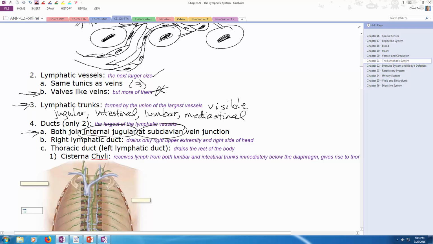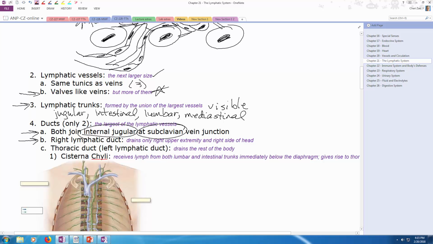So two sides of the neck, so we have two internal jugulars and two subclavians, and right where they join, that's where those ducts are going to empty into those areas. So right in the little V of those spots. Now, it's kind of weird, but this is just the way it is.